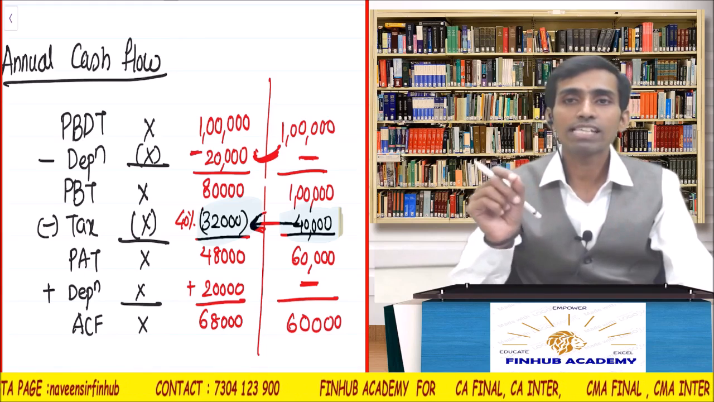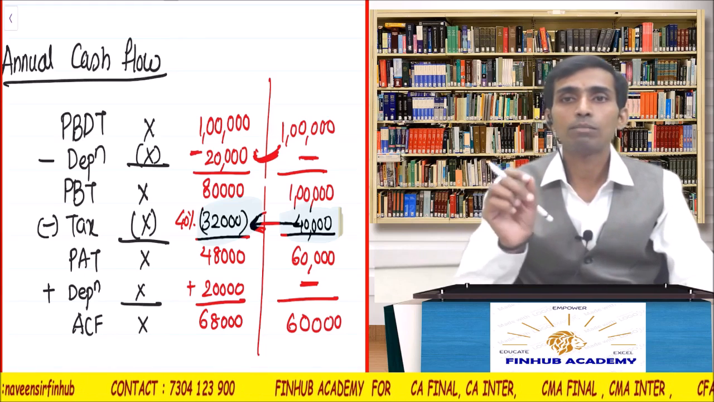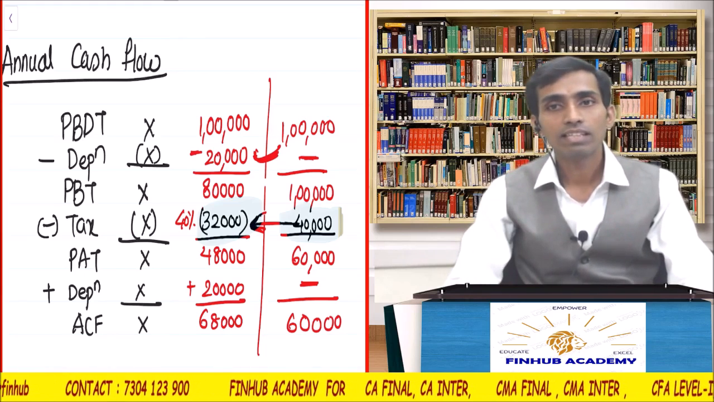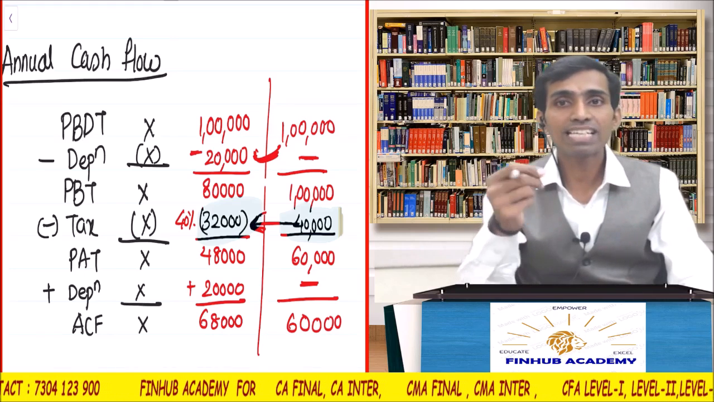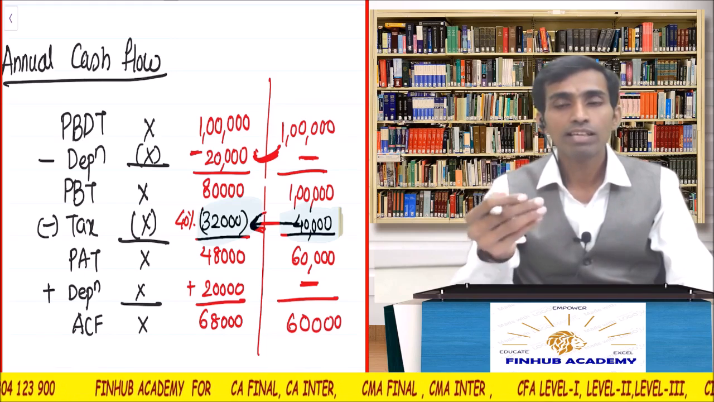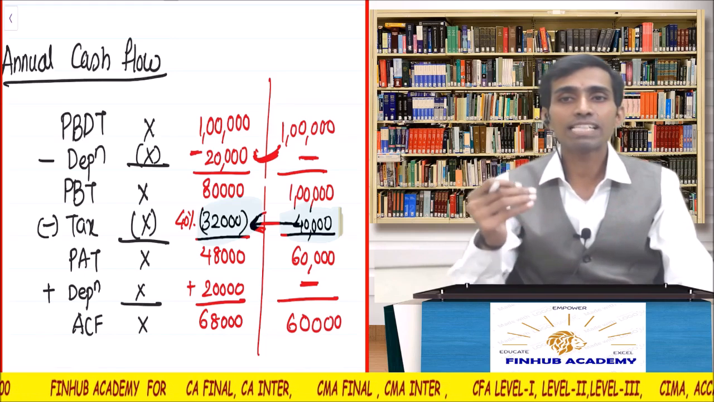All the non-cash expenses are deducted. Depreciation, amortization and all. Is that clear? Tax deductible expenses should be deducted. Please listen carefully. Tax deductible expenses should be deducted first. You should calculate the tax. Non-cash expenses should be added back.